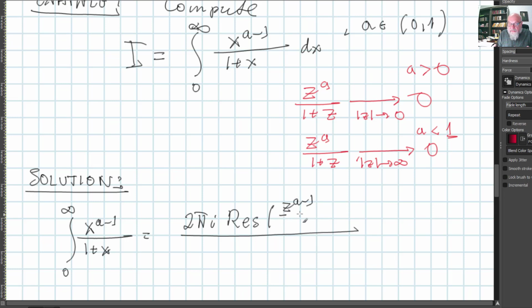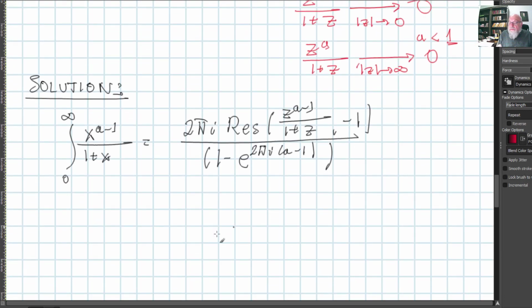Plan better. The denominator factors as 1 minus e to the power 2 pi i a minus 1, close it. So that's almost done. Now we need to compute this residue, and always remember that z to the a minus 1 is equal to e to the a minus 1 times the logarithm, the logarithm that we were using in the definition of this power.